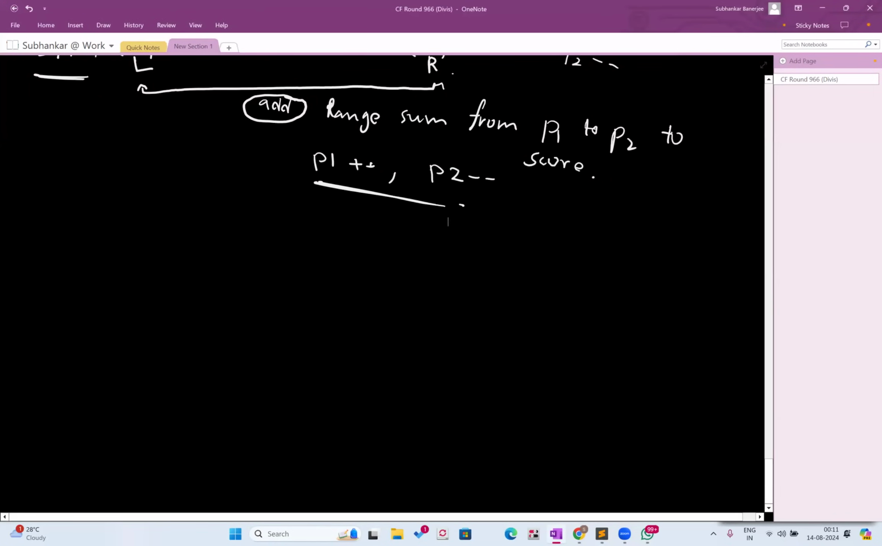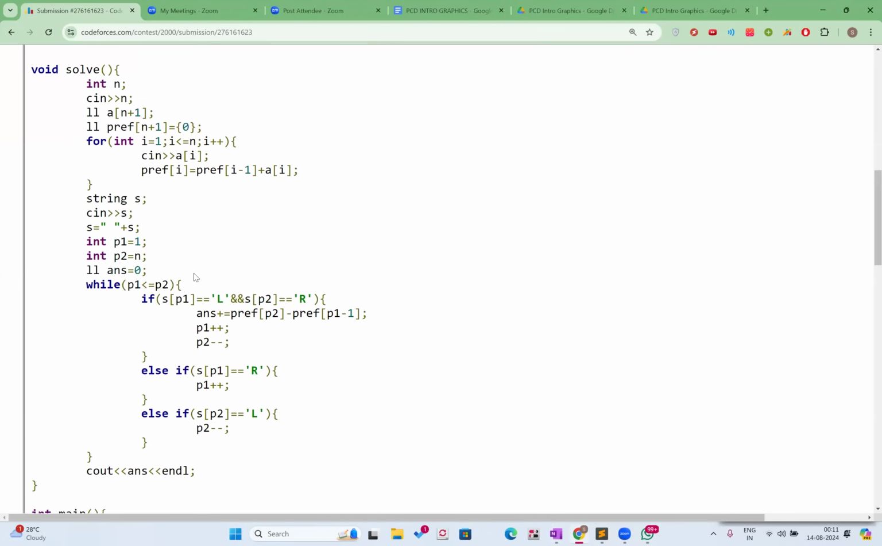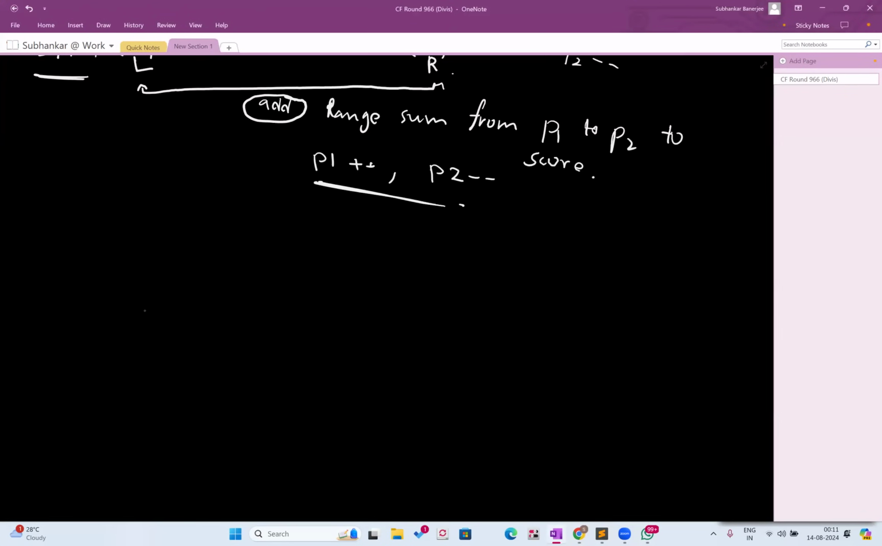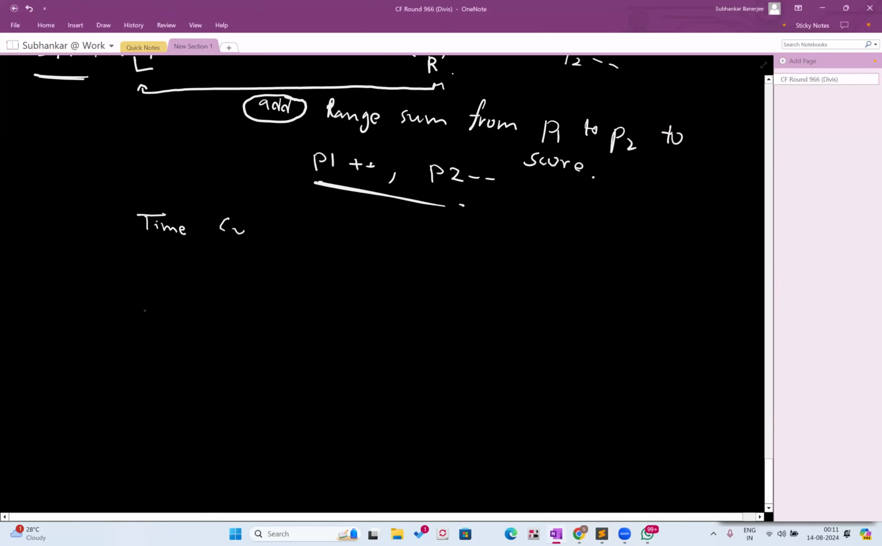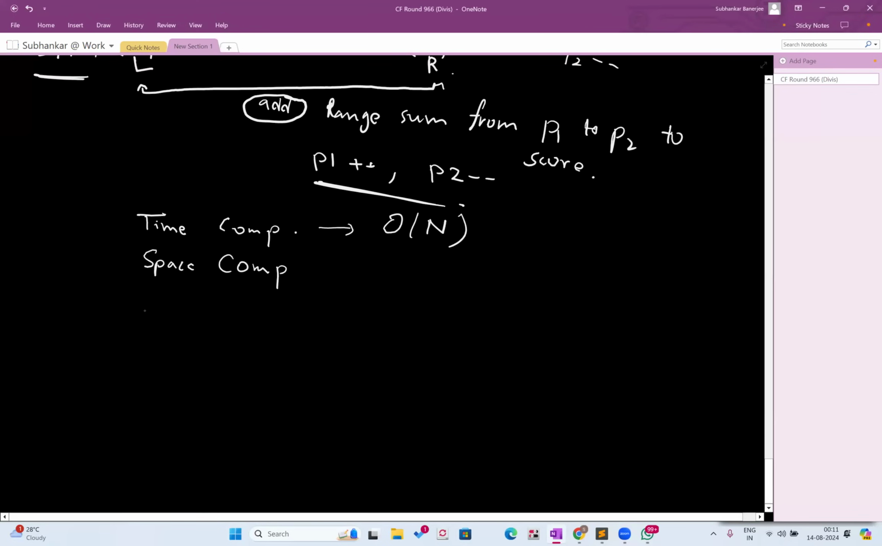Again, for this code, the time complexity is O of n because we are maintaining two pointers. And for the prefix sum part, we also require a time complexity of O of n. So this is overall O of n time complexity. Space complexity: we use a prefix sum array, so that will also be O of n.